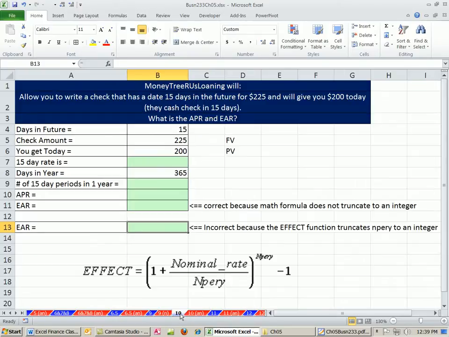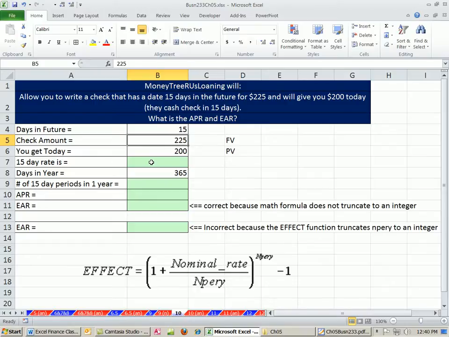Now let's go over to the most brutal example. Brutal means this is really terrible. This is not what you want to do. You do not want to go to, you know, whatever they're called. Like I call this money tree or us loaning. You know, where you go in and you give them a check amount. You write a check for $225, and they give you cash today of $200. And then 15 days later, they cash the check. Now think about that. How much interest did you pay?